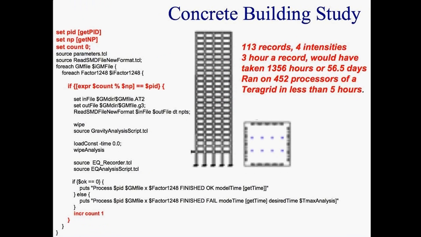Here's another example. This is a Berkeley student. She's doing a concrete building study. She had a little over 400 records, but it would have taken her 2 months to do all the analysis required. We were able to run it again in 5 hours on a machine. And basically, again, the only thing I did was I added those 6 lines in red for the parallel processing. And that's the only change we made to her script to get it to run in parallel.